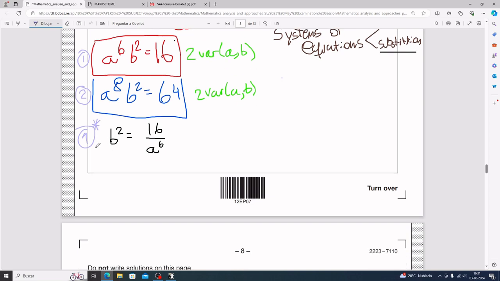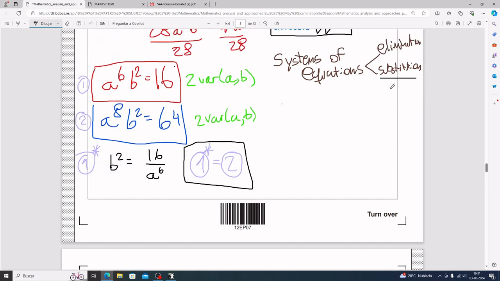So you take what you have from the first one, switched around a little bit, and you plug it into the second one, which is unchanged. And this is the big step that I suggest: change one of them, plug it into the other one. That is substitution, quite literally. Now, what do you end up with? Well, in the second one, you have a to the power of 8, and you have b squared, but b squared is now this. So you have a to the power of 8 times 16 divided by a to the power of 6 equals 64.